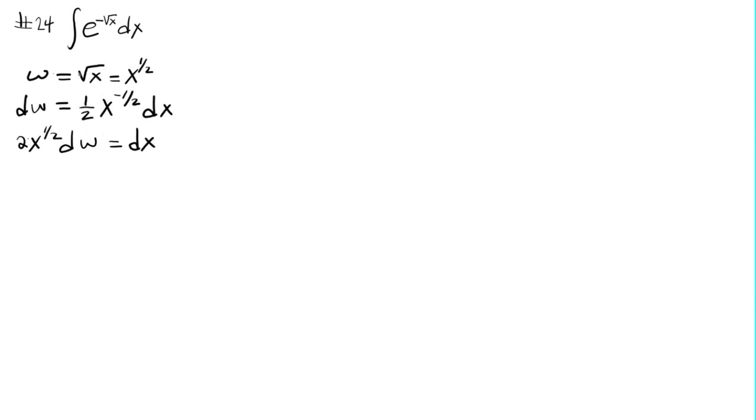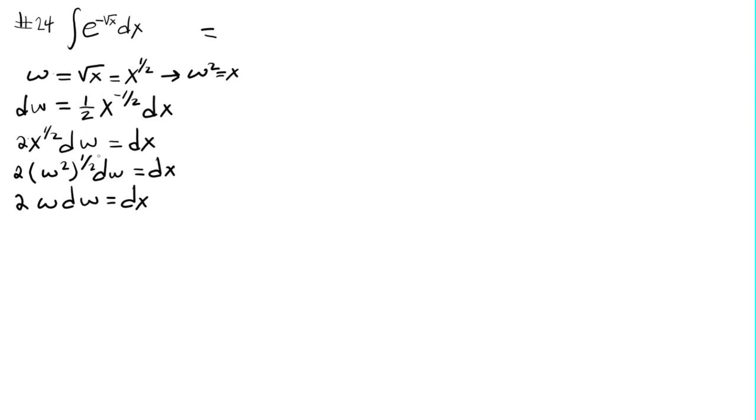Now I can't substitute this back in for dx because I'm mixing my variables, but I can come back up here and solve this equation for x. So if w is the square root of x, then w squared is x, and now I can take this value for x and put it back in here. So this will be 2, and I'll do it in steps. W squared to the 1/2 dw, and then I can simplify this: w squared to the 1/2 is just w, so 2w dw equals dx.